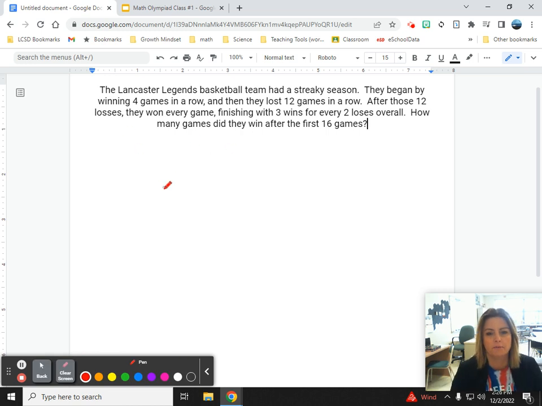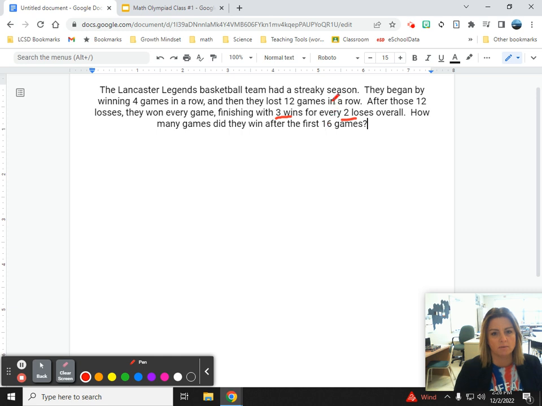Okay, so they have a streaky season. They begin winning 4 games in a row, and then they lost 12 games. After those 12 losses, they won every game, finishing with 3 wins for every 2 losses. How many games did they win after the first 16 games? So for me, 3 wins for every 2 losses was kind of the key there.